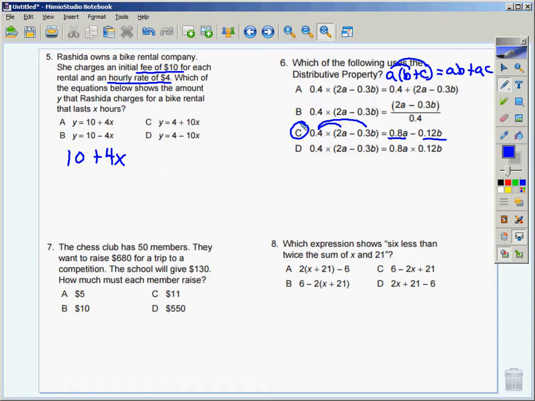The chess club has 50 members. They want to raise $680. And the school gave them $130. They're starting out with $130 from the school. They need to raise so many dollars per person, so that'd be plus 50x. And they need to raise $680. This would be my equation to solve this problem.